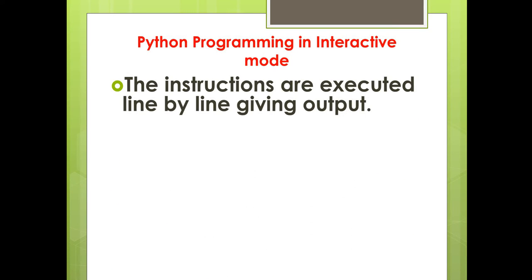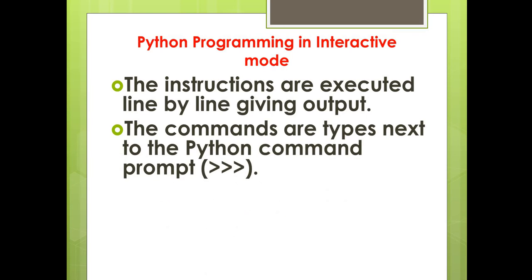The instructions are executed line by line in the output. We have already seen the interactive mode, and we'll see it further. Here the commands that I type get executed line by line, and I get the output immediately in the next line. The commands are typed next to the Python command prompt. This three greater than signs which come on the IDLE when I open it up, that is the command prompt which we have seen in our previous class. There you can start typing the Python commands.